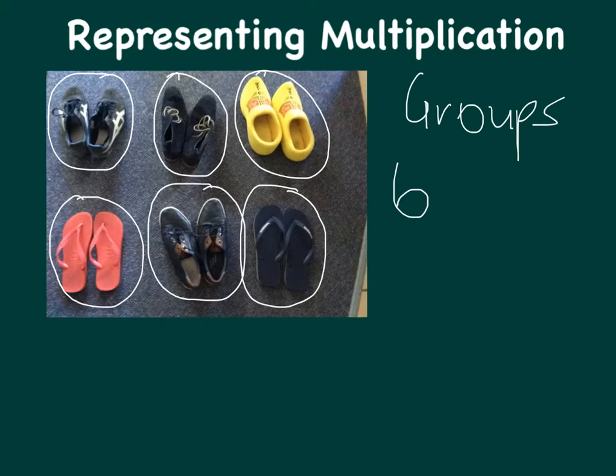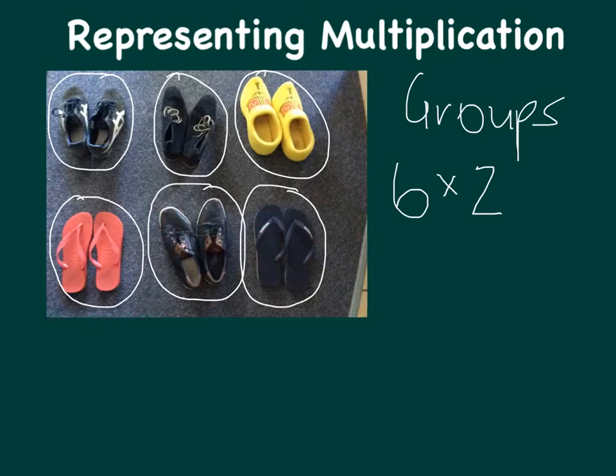Now who can tell me how many shoes are in each group? There are 2. Now with multiplication we use a special symbol. It looks like this, and it's a cross. What that means is we're saying there are 6 groups, and how many are in each group? There are 2 in each group. So we've got 6 groups and there are 2 in each group. Let's go ahead and solve it then. So we can say there's 2, 4, 6, 8, 10, 12.